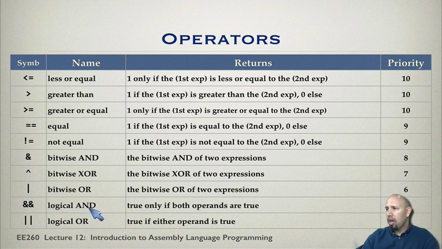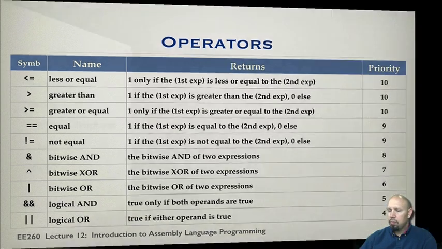And then you have logical operators, or what are sometimes called Boolean operators, AND and OR. So if you have two operands, then the AND is true only if both operands are true, and with an OR, they're true if either operand is true. So we have these definite priorities for these operators.